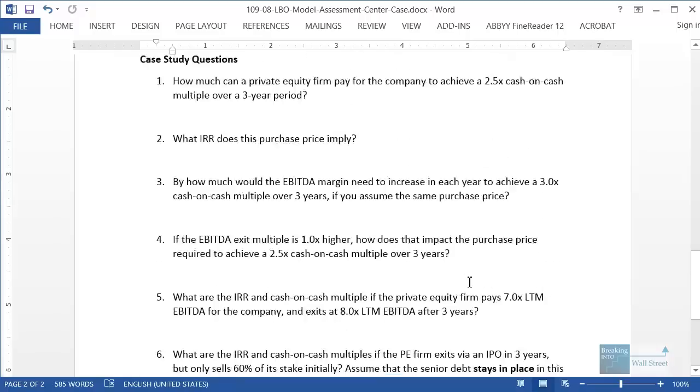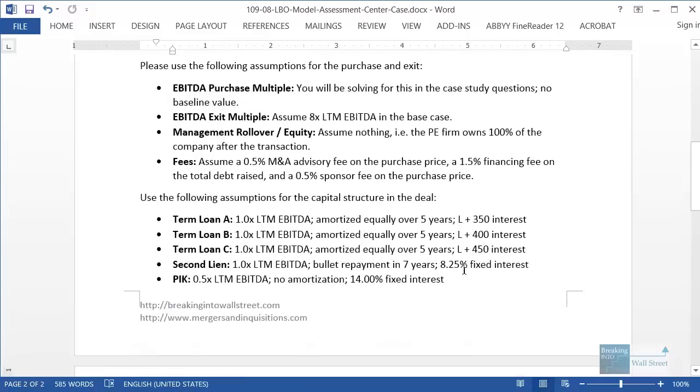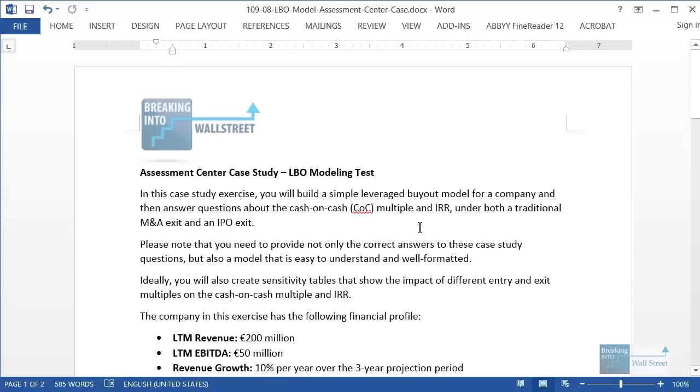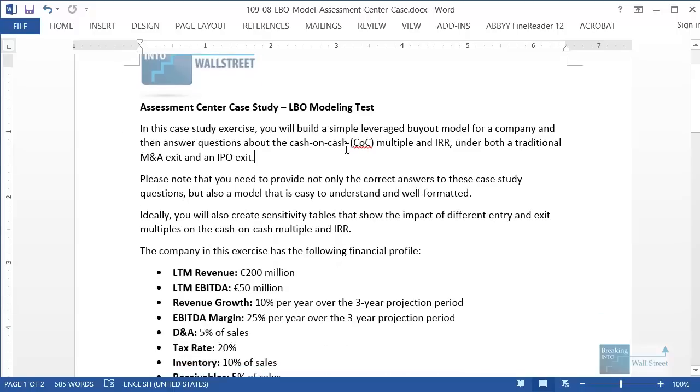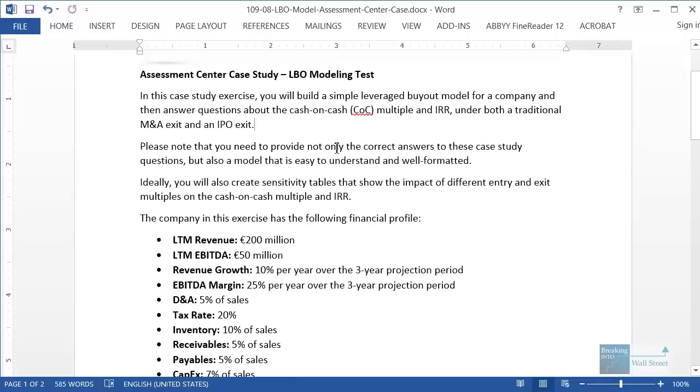Now, when you get a case study or an exercise like this, you might be tempted to jump into Excel at first and instantly start trying to type numbers and formulas. But the first thing that you really have to do is read through it and then decide on your strategy and how you're going to actually approach this. Now, I'm not going to read this document because you can download it below the video and look at it yourself.